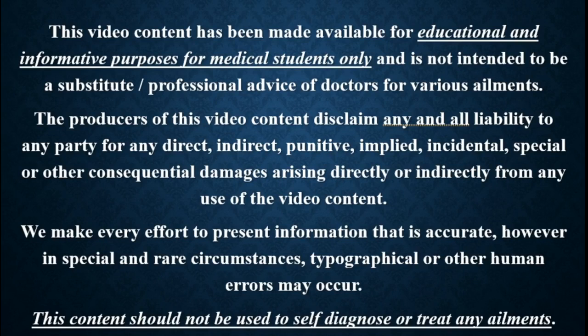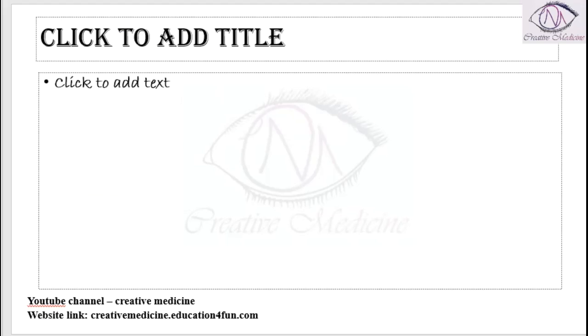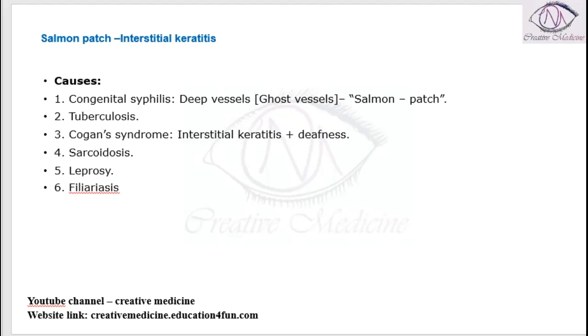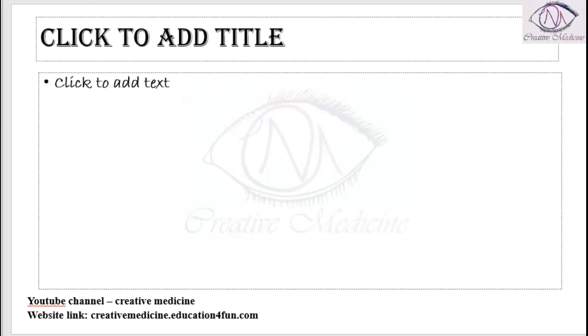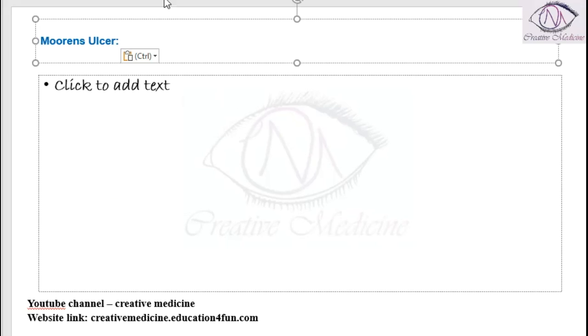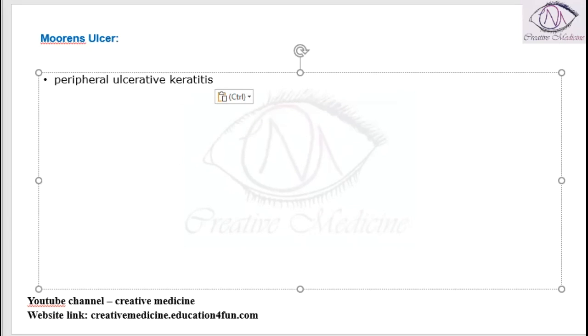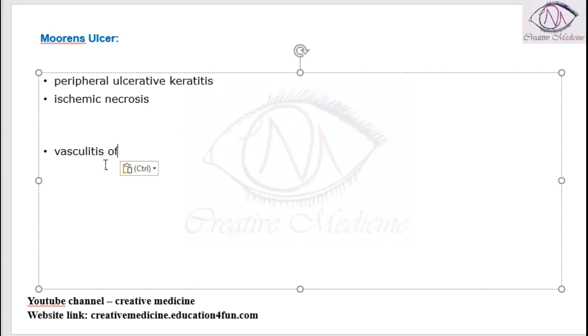In this lecture, we will learn about Mooren's ulcers. Then what is Mooren's ulcer? Mooren's ulcer is a peripheral ulcerative keratitis which is mainly caused by ischemic necrosis. Why does this ischemic necrosis occur? It is because of the vasculitis.